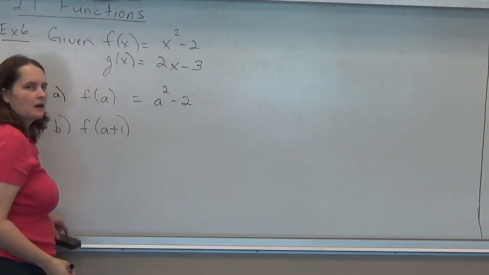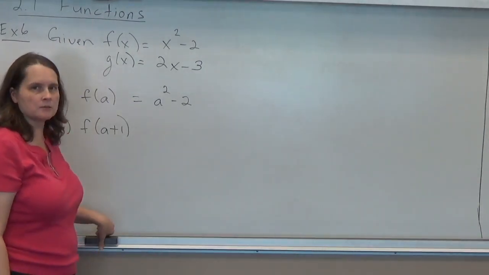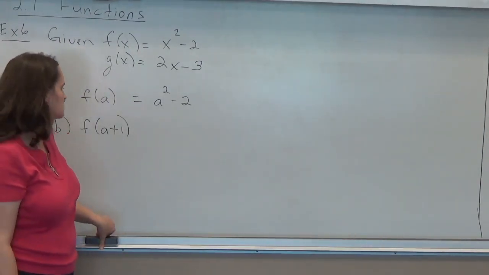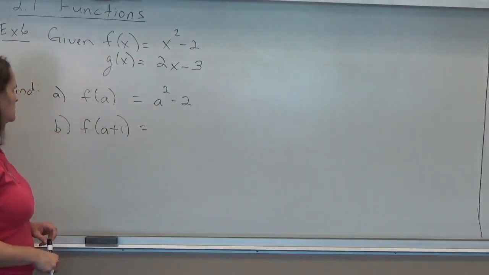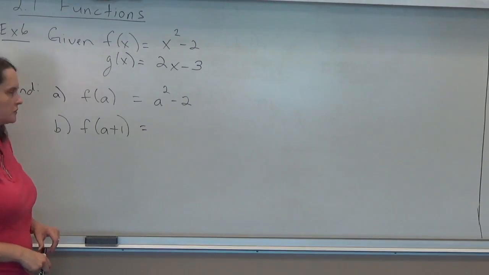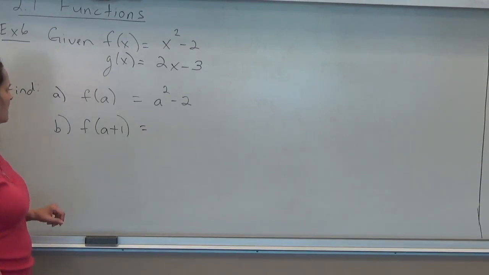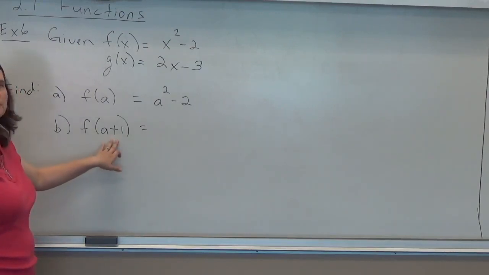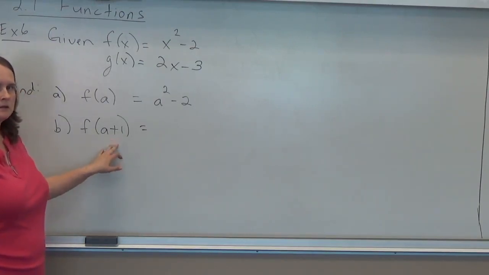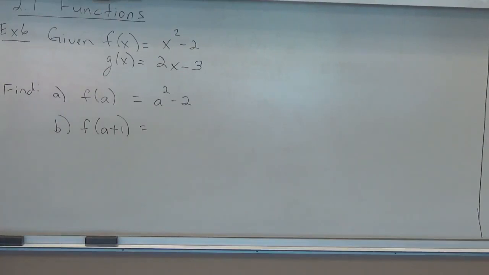If I could simplify that, I would, but here there are no like terms that I can combine, so that's all I can do to this one. In part B, I've got f of a plus 1. So I'm going to let you think about this for a second. You need to find the f function. You want to replace the original x with the a plus 1 and then simplify that. So go ahead and try that. Pause the video.